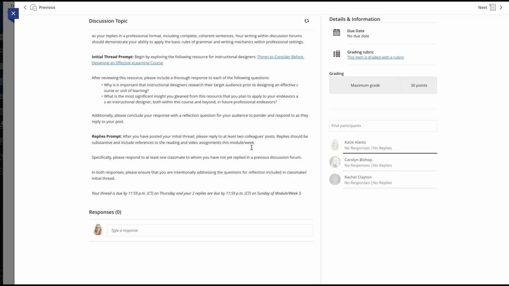First, why is it important that instructional designers research their target audience prior to designing an effective course or unit of learning? Second, what is the most significant insight you glean from this resource that you plan to apply to your endeavors as an instructional designer, both within this course and beyond in future professional endeavors? Additionally, please be sure to conclude your response with a reflection question for your audience to ponder and respond to as they reply to your post.